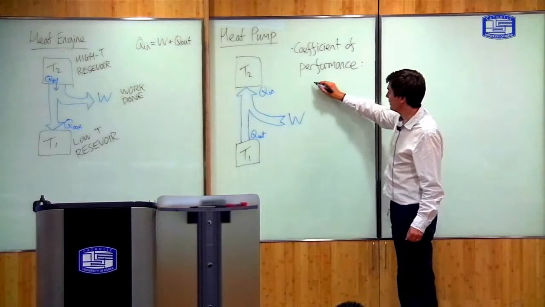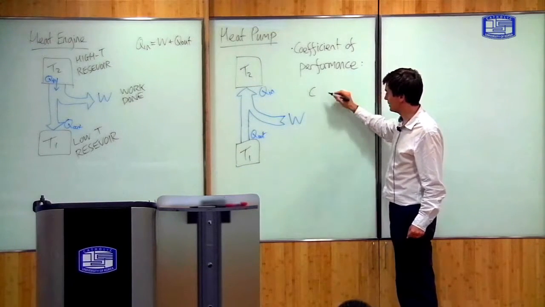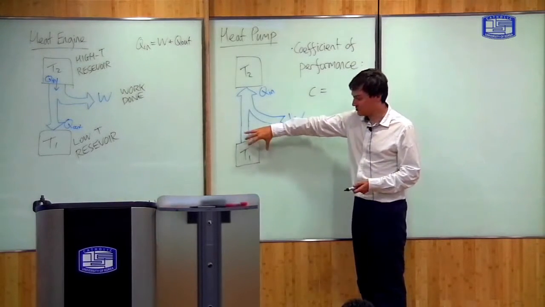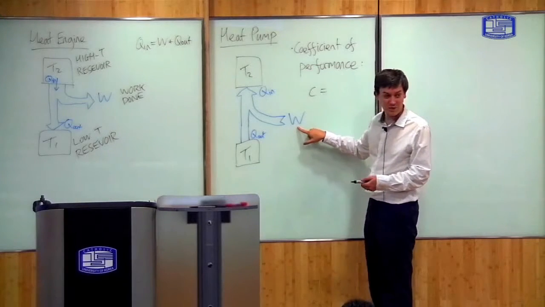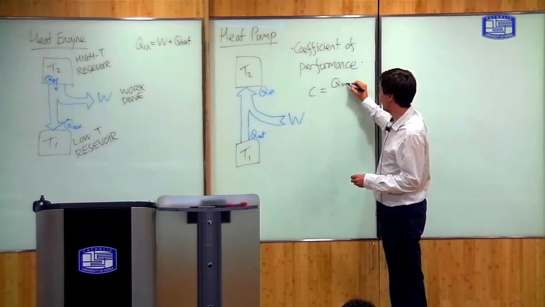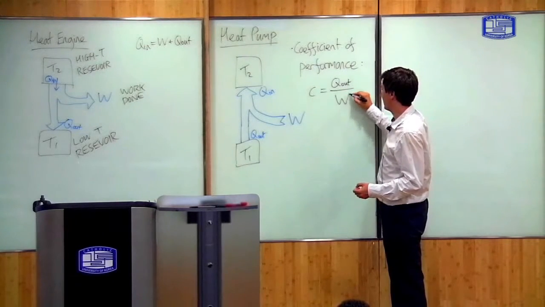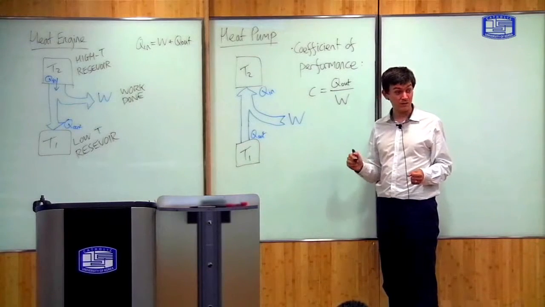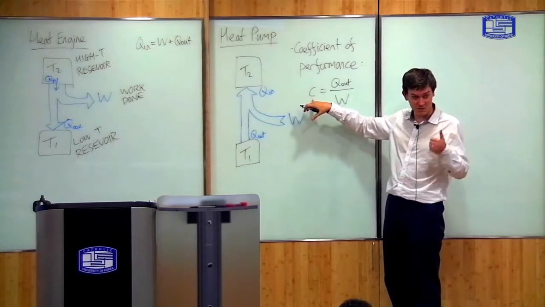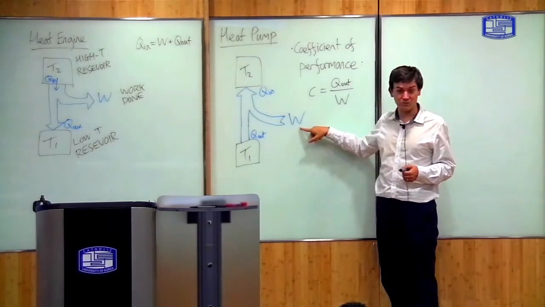Coefficient of performance, and we can define it, let's give it the symbol C. What you want a heat pump to do is to take lots of heat out for a small amount of energy. Okay? So we define the coefficient of performance as Q out, the amount of heat you can transfer out per cycle, divided by the amount of work that you put in. Okay? So if C is a big number, that means it's a good efficient cycle. You take a lot of heat out for a small amount of work.